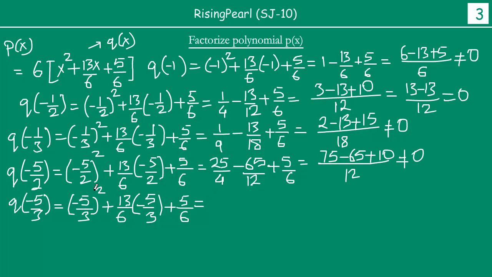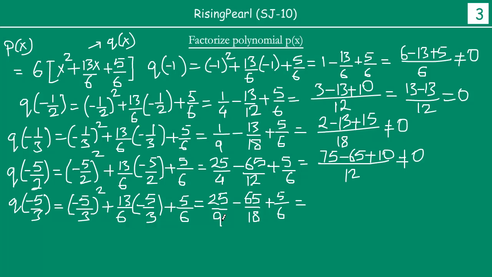So आप नोटिस करोगे दोस्तों, so now this one will be 25 by 9. Now this value will be minus 65 by 18, 13 5s are 65, 6 3s are 18, plus 5 by 6.